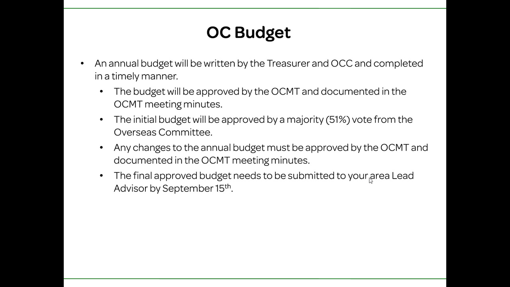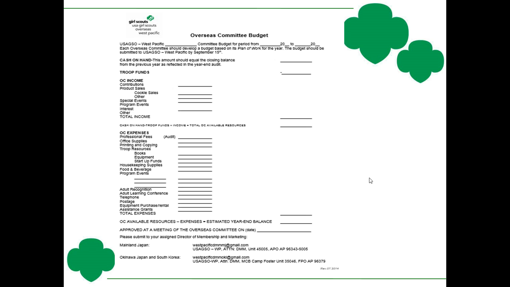Now, of course, we've talked about a lot of things. Well, let's discuss the OC budget. The annual budget will be written by the treasurer and the Overseas Committee chair and completed in a timely manner. And the budget must be approved by the OC team and documented in the Overseas Committee Management Team meeting minutes. Now, the initial budget will be approved by a majority of 51% from the Overseas Committee, and any changes to the annual budget must be approved by the Overseas Committee Management Team and documented in the Overseas Committee Management Team meeting minutes. The final approved budget needs to be submitted to your area lead advisor by September 15th.